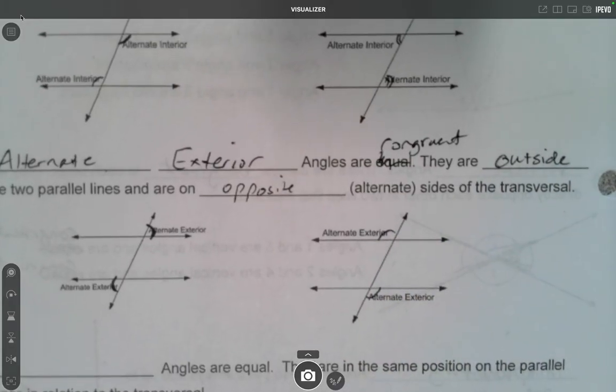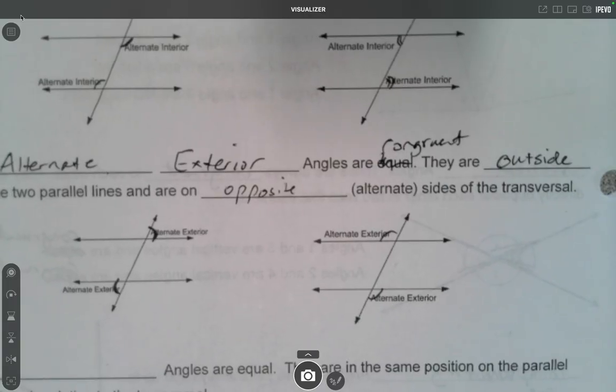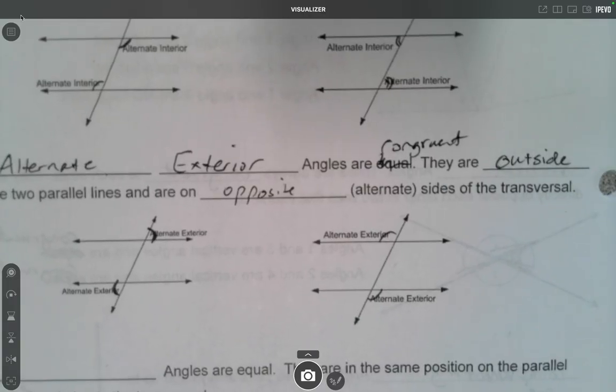So those are the alternate interior and alternate exterior. And I hope if you look closely at the pictures, you can kind of see, oh, those do look really similar. I see why they're congruent.